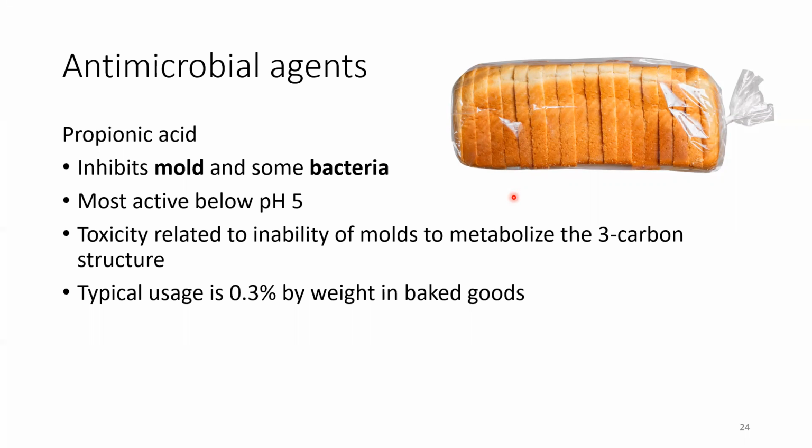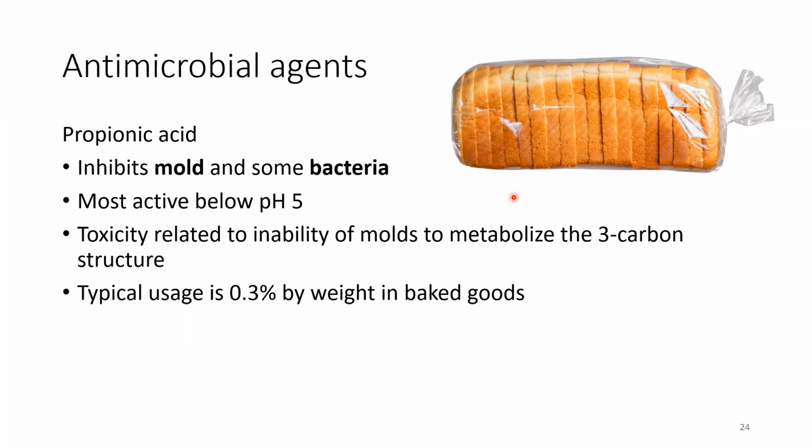So there's 2 things to remember here. Number 1 is that it must be acidic. So if you are at a pH above 5, propionic acid is not going to help inhibit that mold. So the pH must be below 5. The normal pH for bread and other baked goods is above 5. So all of these breads now, they need to have some acid added to them.